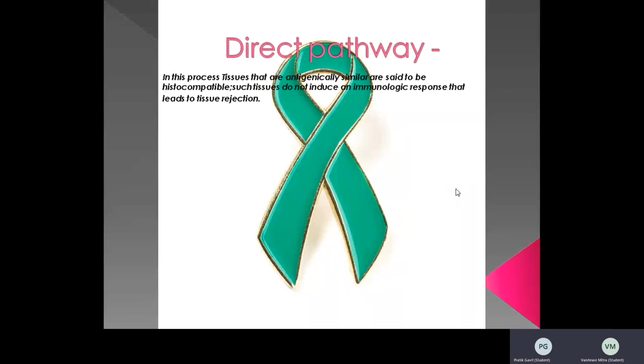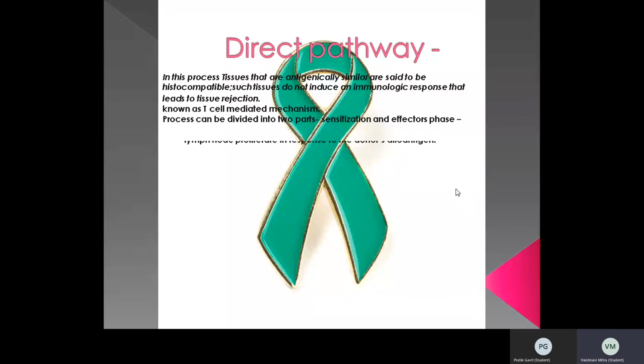Tissues that are antigenically similar are said to be histocompatible. Such tissues do not induce an immunologic response that leads to tissue rejection. Tissues that display significant antigenic differences are known as histoincompatible and induce an immune response that leads to tissue rejection. It is the mechanism by which the recipient's T cell recognizes the donor's MHC molecule without any processing by the recipient's APCs, therefore known as the T cell mediated mechanism.